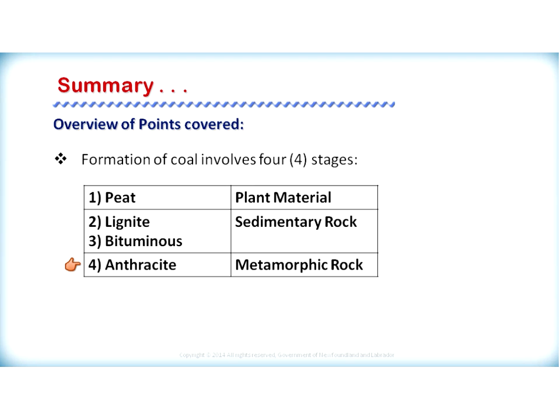So in review, peat would be plant material. It is not a rock. Lignite and bituminous coal are both sedimentary rocks, and anthracite would be a metamorphic rock. And this outlines your four stages in the formation of coal.